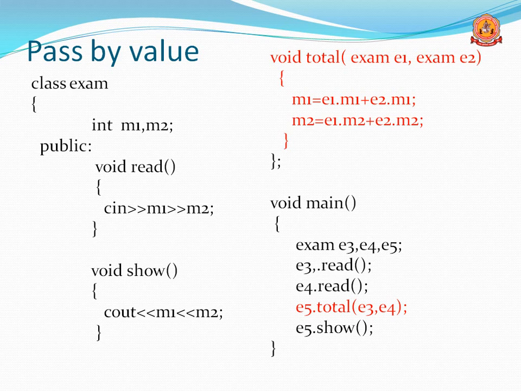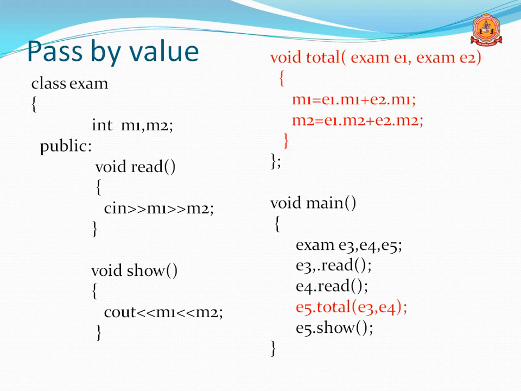Read function is used to read the data. Show function is used to display the data. So m1 and m2 in the read function we take, and we display the same thing in the show function, m1 and m2. And you can see one more function, total. Total is a function. It contains two arguments, e1 and e2. e1 is an object and e2 is also an object.